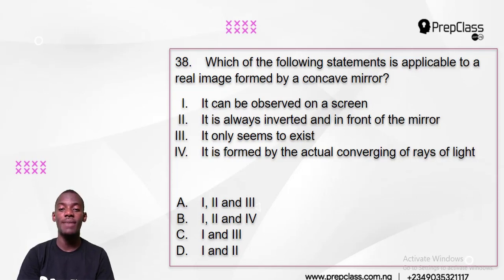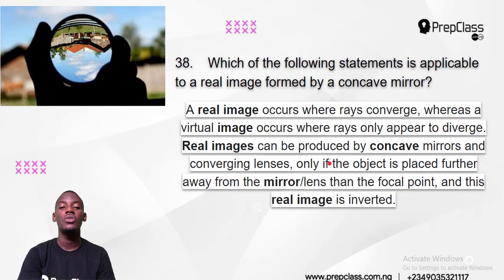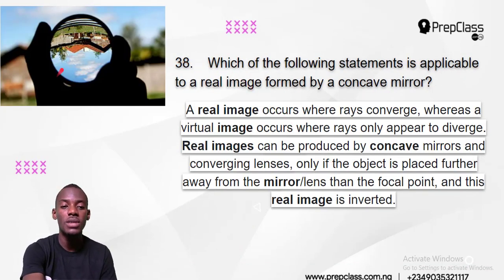Do you have any idea? Now look at it here. This is a real image. Can you see something about this? The image of the village is upside down. Now he is looking at the house from a concave mirror.